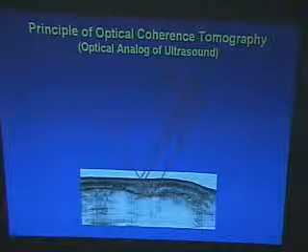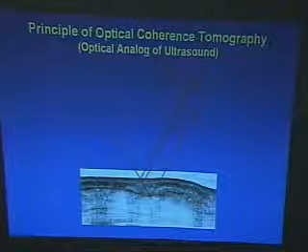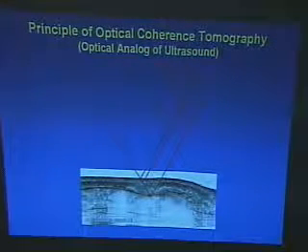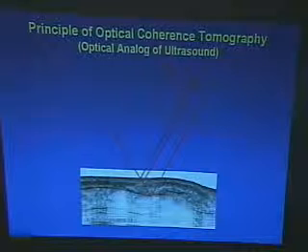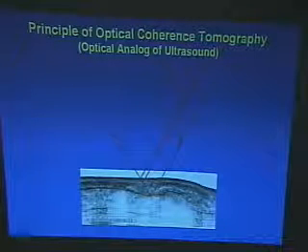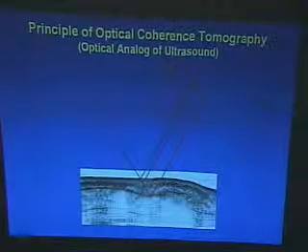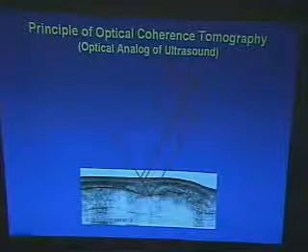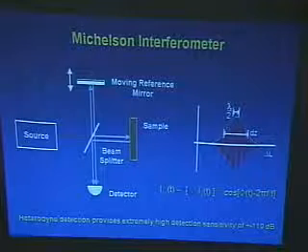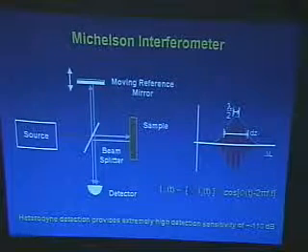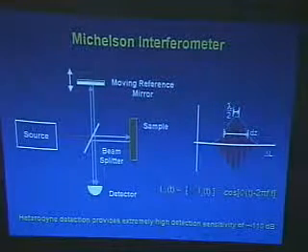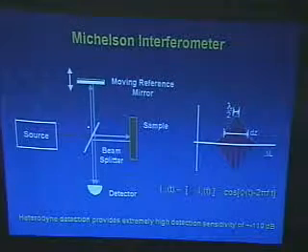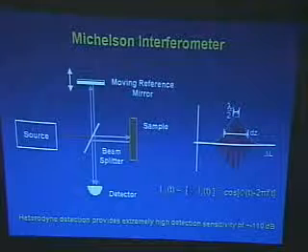However, light travels so fast, 3 times 10 to the 8 meters per second. It is so fast that it is almost impossible to detect the echo delay time using electronics. Therefore, we use a technique called low coherence interferometry to detect the echo delay. And how do we do it? The heart of this system, the essential component, is a Michelson interferometer.